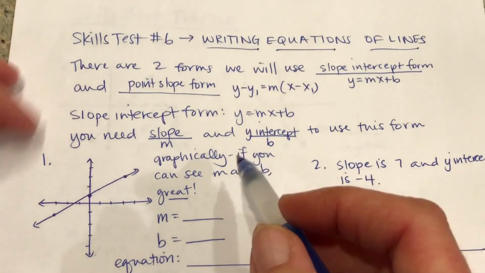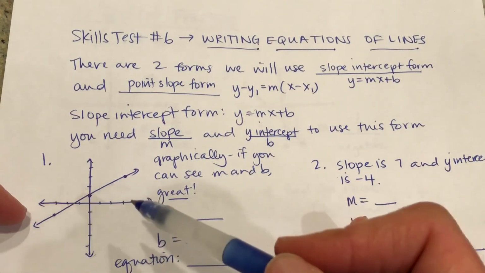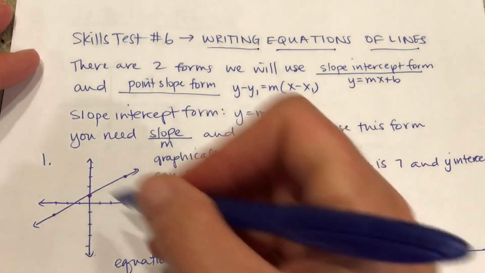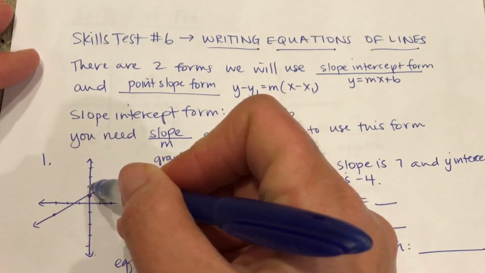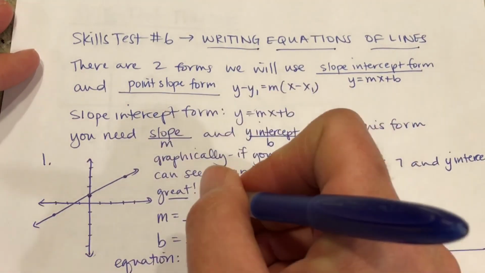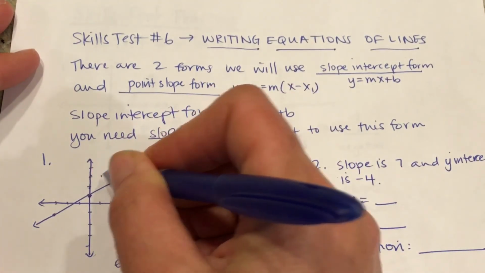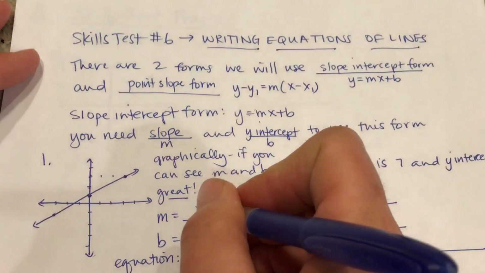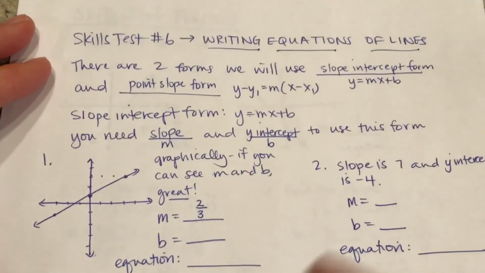So graphically, if you can see m and b, great. All you got to do is just go for it. List out your m value. So come over here and count from your left point to your right point. Up 1, 2. So that's going to be 2 over, and then once I go up 2, I'm going to go over 1, 2, 3. So the slope here is 2 over 3, or 2/3.